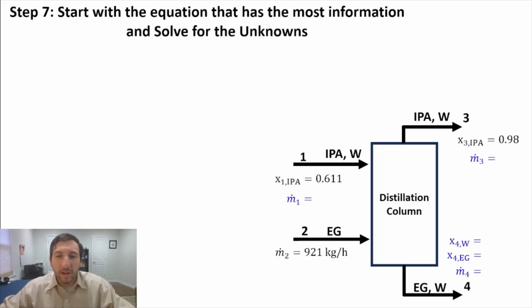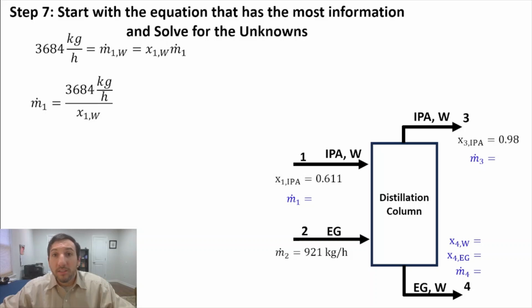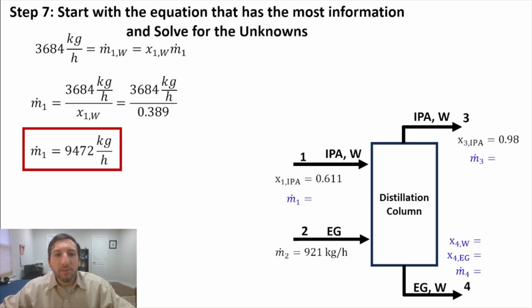And so we're going to take that value we had for M1 dot water, and now we're going to just change M1 dot water to be X1 water times M1 dot. We'll rearrange it to solve for M1 dot. And when I do, we're going to substitute in all our knowns, and we get M1 dot is equal to 9,472 kilograms per hour.